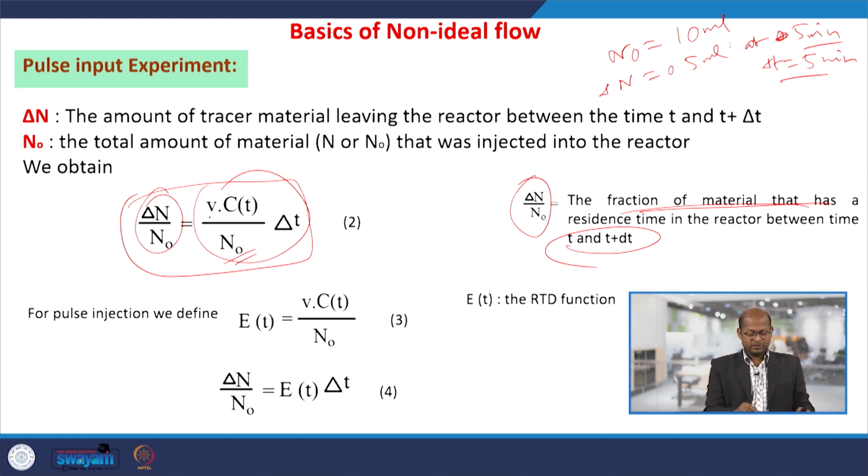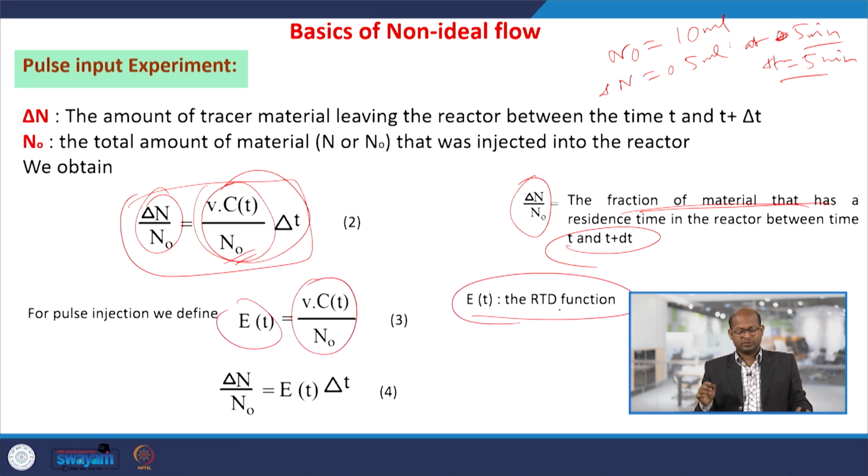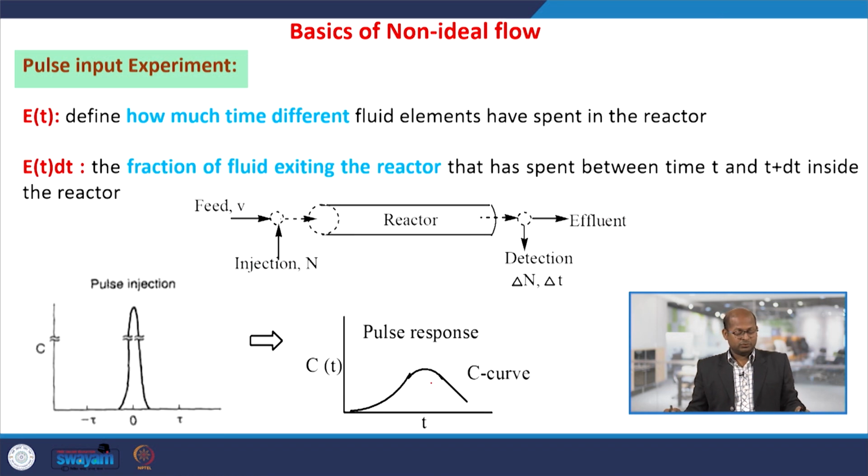Here, this component is called E(t), the residence time distribution function, RTD, where small v is the volumetric flow rate, C is the concentration, and N0 is the total amount of tracer that is injected. So, now equation 2 we can write this way: delta n by N0 equals E(t) into delta T. That is equation 4. So, now E(t) is defined.